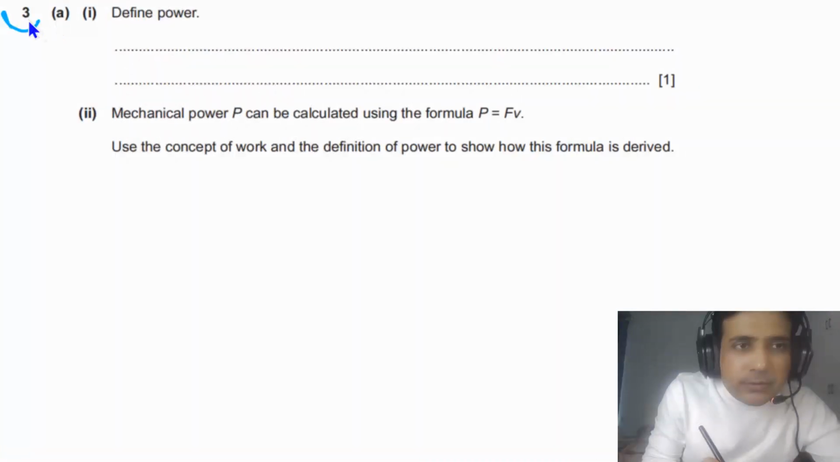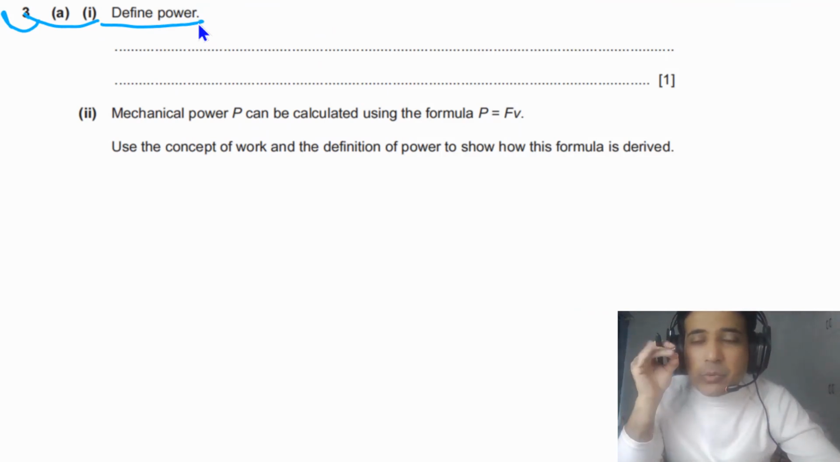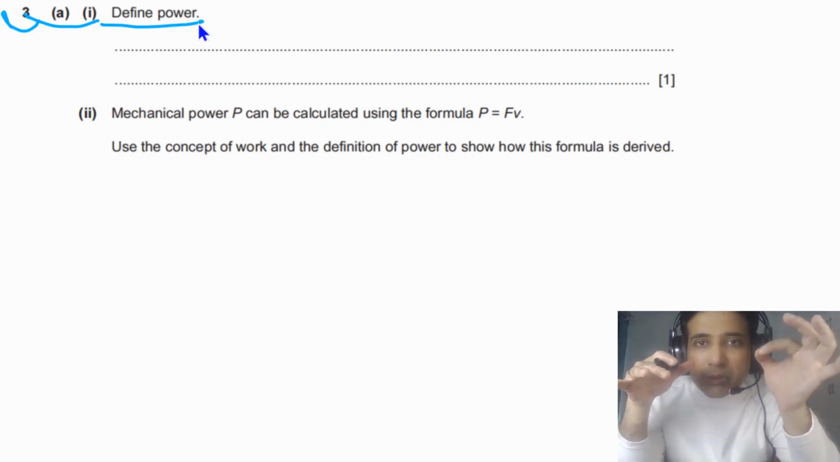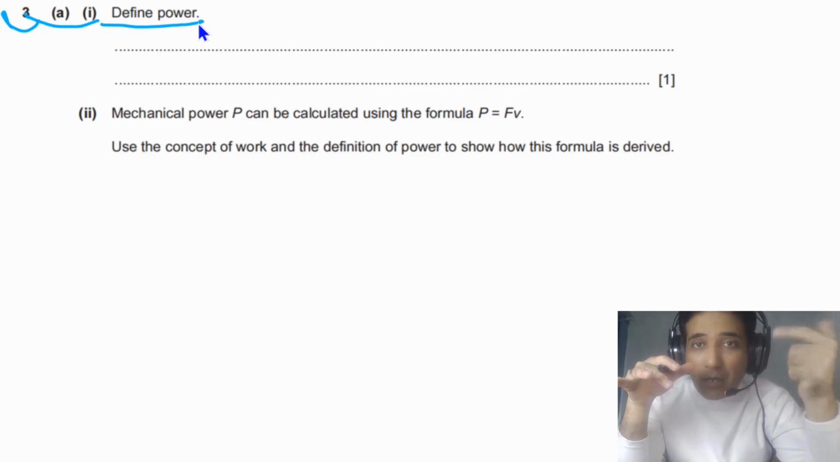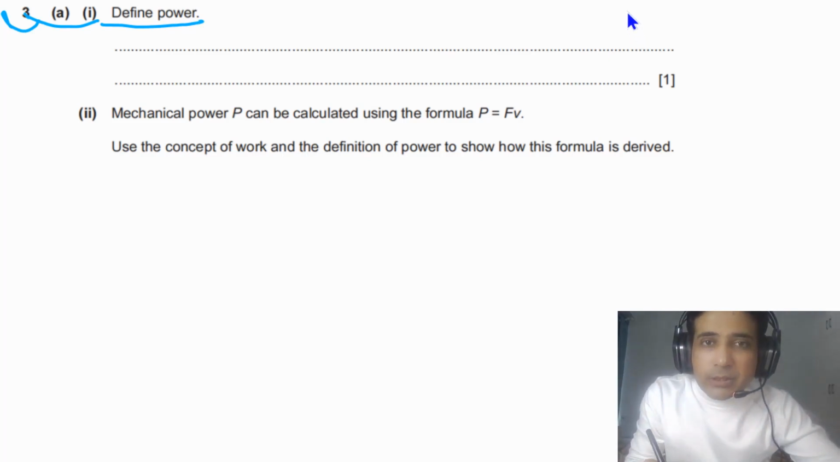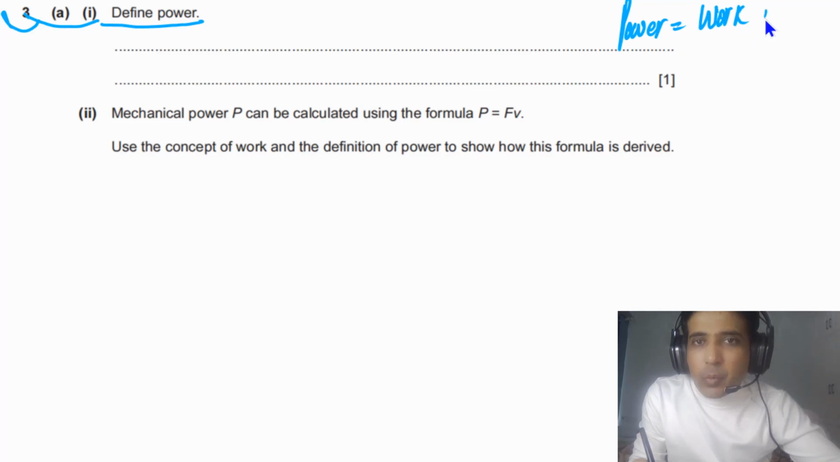For our third question, part A1, we need to define power. And power is simply the rate of doing work. If you do work faster, meaning you do the same amount of work in a shorter time, it means your power is higher. If you do the same amount of work in a longer time, it means your power is lower. So simply we can say power is equal to work done per unit time. Work done per unit time.